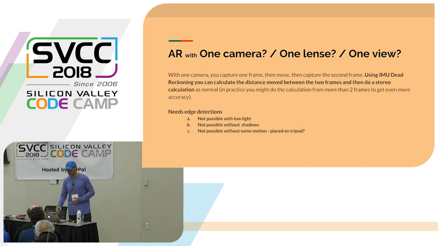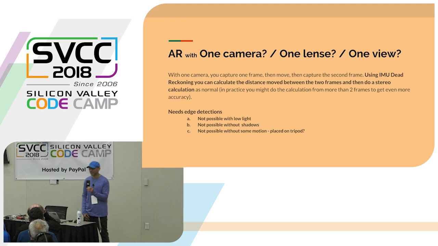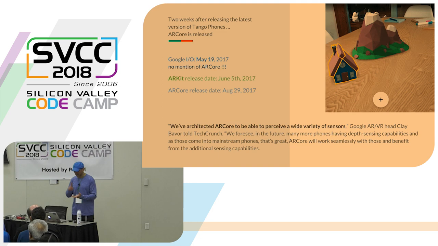Now, if I take my camera and put it on a tripod, this will never work, right? Because I have to move to figure out which pixels are closer to me and which pixels are farther from me, right? And it will never work if I don't have shadows, right? Because if I don't have shadows, then I'm not going to be able to distinguish different items. So it will not work in low light, it will not work without shadows, and it will not work without motion. You need all three of those things.